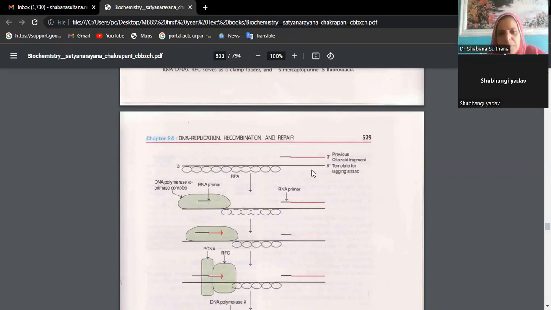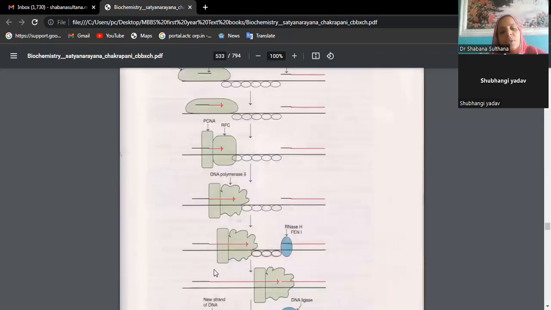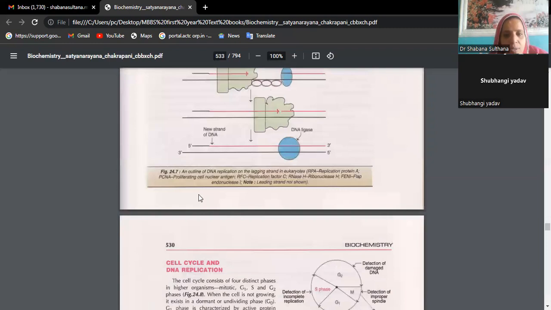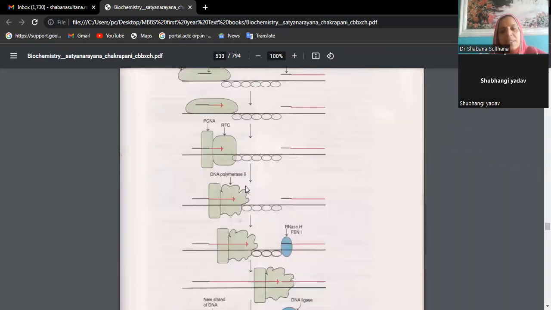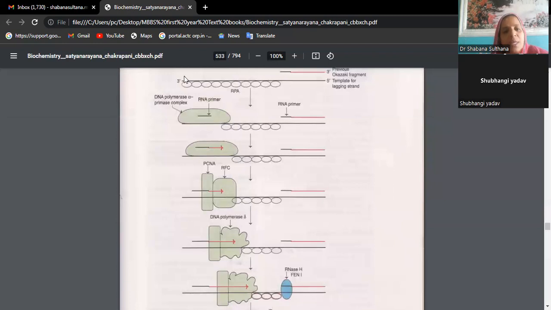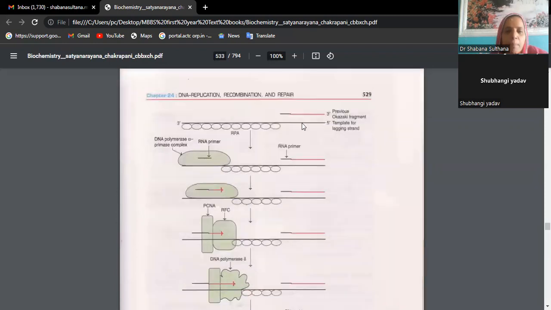So if we look at the 5' end of the parent DNA template, this is the template for the lagging strand. You are finding Okazaki pieces have started coming. So the previous Okazaki fragment is here. Now, here you are finding something like RPA. So what is this RPA? The RPA is nothing but the replication protein A. As we proceed in this mechanism of replication, you will see the replication protein A's will be removed. All these small balls will be removed.